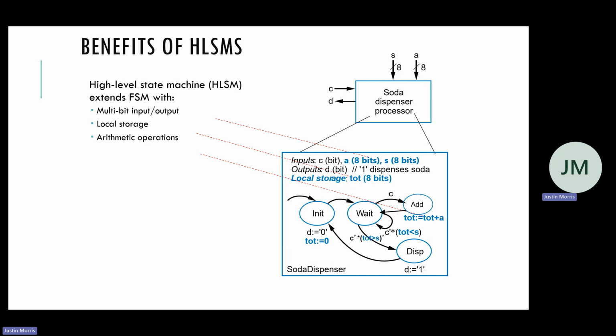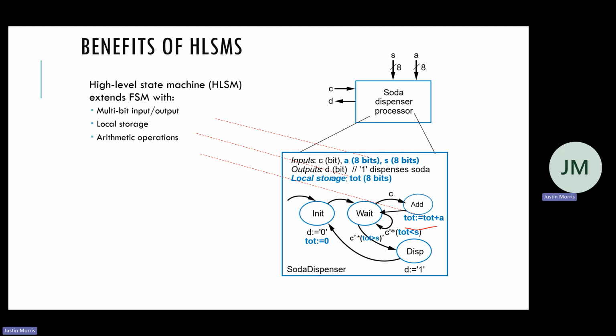Right, so here's our high-level state machine with the example of how this is easier. We have multi-bit inputs and outputs. We have A and S as inputs, and they are both 8 bits long. And then we also have local storage. We have this total register that keeps track of how much money has been dispensed. And then we have arithmetic operations. When we are in state add, total adds A to the total. We can do that in this high-level state machine.